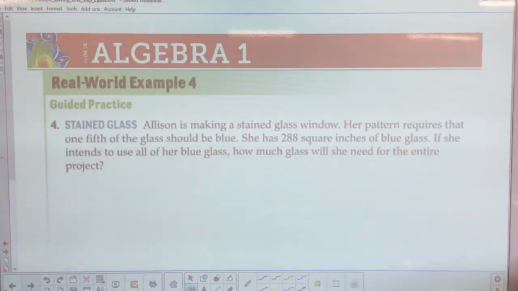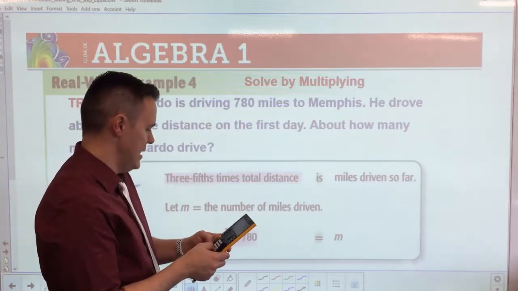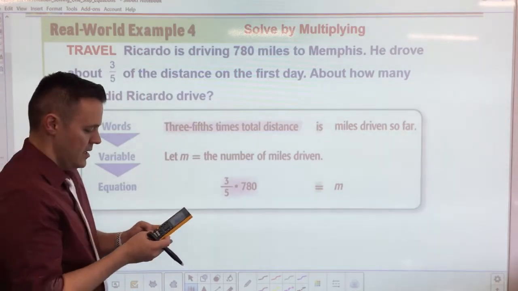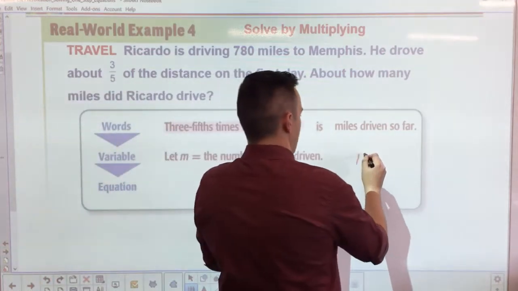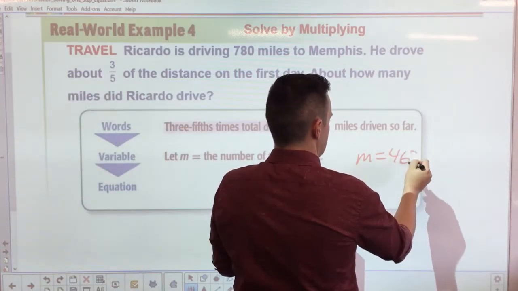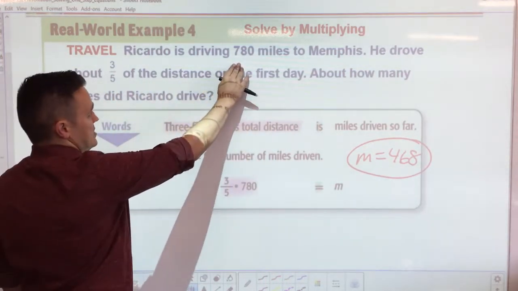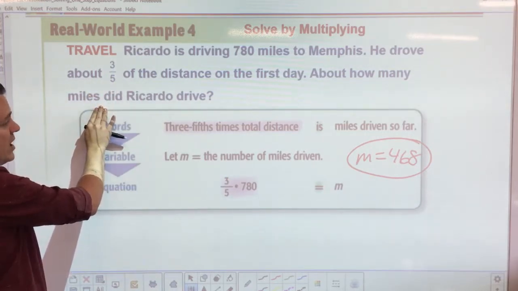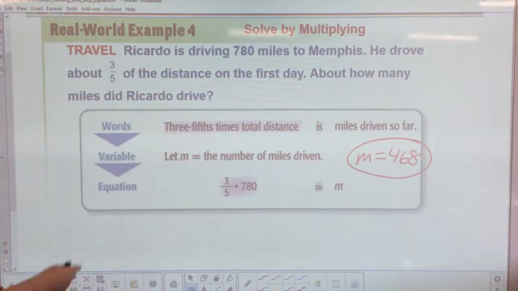Letter the equation. So if we put this in the calculator, 780, multiply that by 3, then divide that by 5, you get your answer. M equals 468. All right, so hopefully you guys understood. Total distance. He drove this far. How many miles did he drive? That distance. If I asked how many was remaining, I would actually flip it over, and it would still be the same thing, about 468.